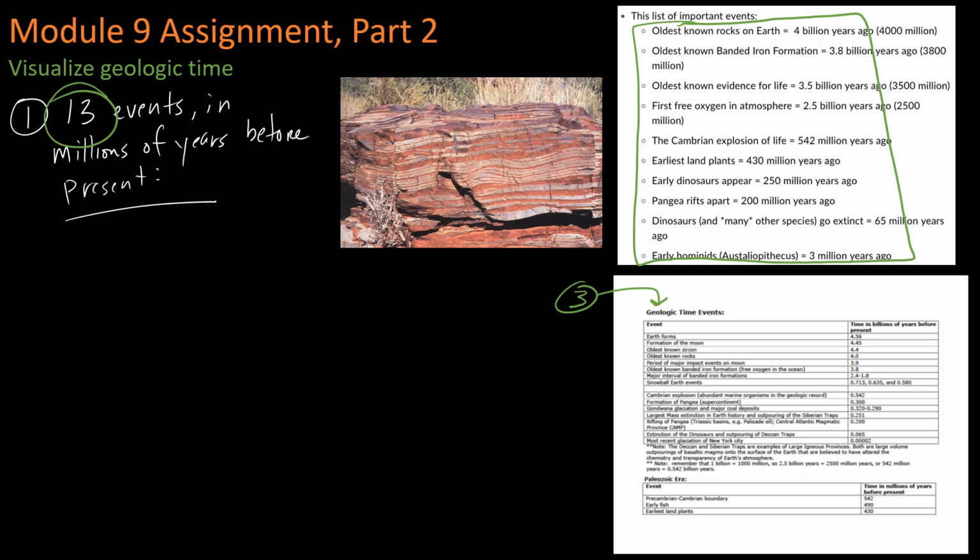Some of the events in the table here are given in billions of years, some of them in millions of years. And so if you select any events from this part of that table, which are given in billions of years before present, you're going to have to convert them to millions of years. So the example that I'm going to be using, which happens to be listed in the table above, is the formation of the so-called banded iron formation, which are the rocks shown in this picture.